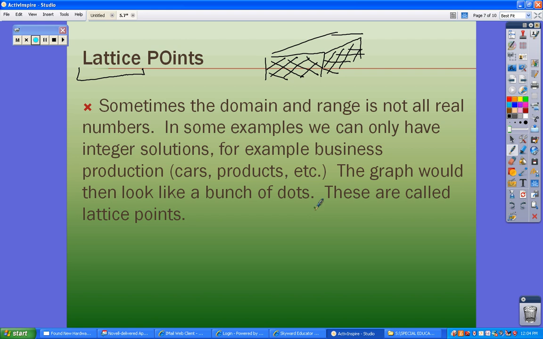This happens a lot in the real world because you're talking about production or hours. Hours you can probably have a half, but if you're talking about people, then definitely you're not going to have half a person. If your graph looks like that, we call it lattice points.